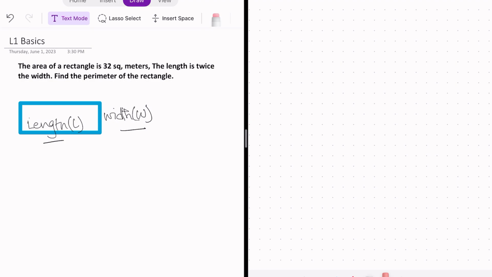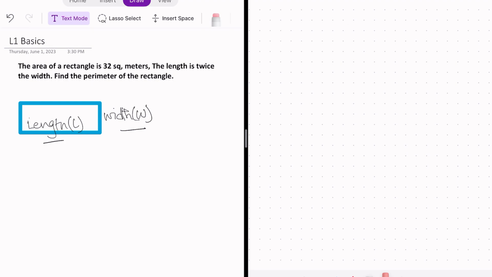Today's problem is we've been given an area and we have to find out what the perimeter of the rectangle is. The area of a rectangle is 32 square meters. The length is twice the width. Find the perimeter of the rectangle.